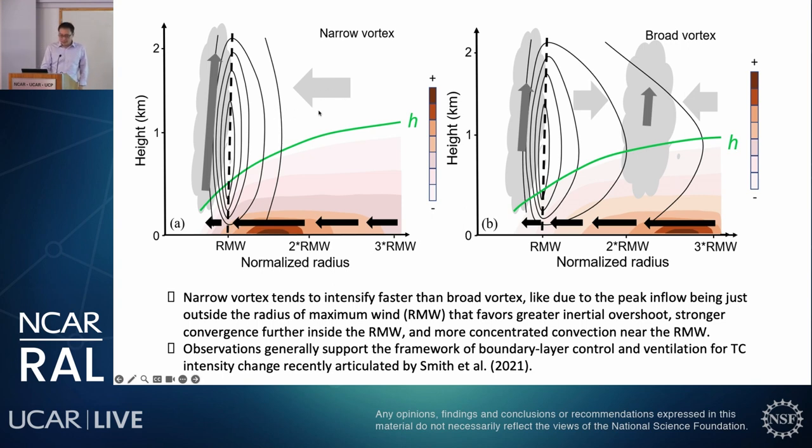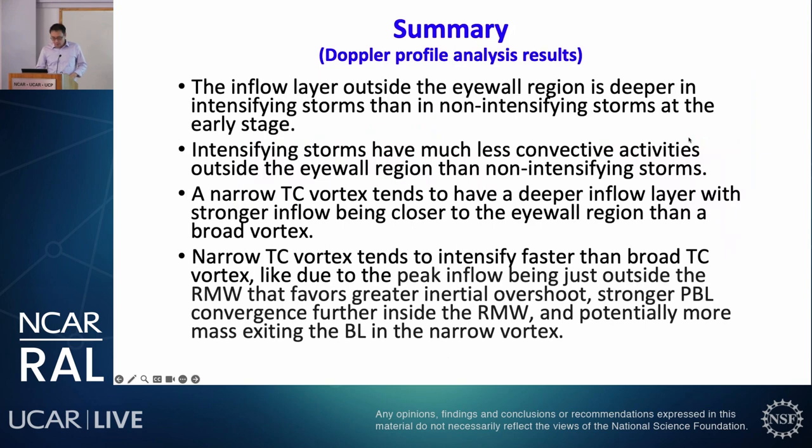Our result generally agrees with that. For the narrow vortex, we have much stronger updraft, so that would help ventilate more mass out of the boundary layer than for the broader vortex. That's pretty much what I have.